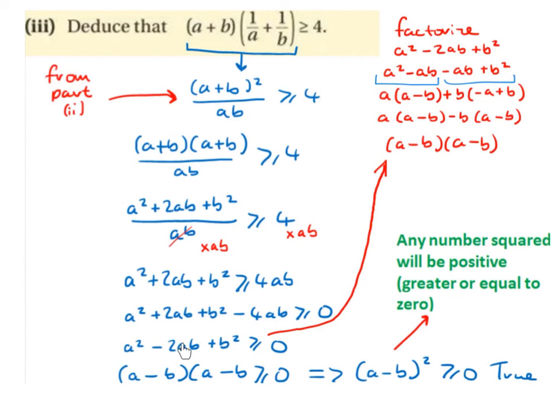So A squared minus 2AB plus B squared factorizes to A minus B times A minus B, and this is greater or equal to 0, which will simplify to A minus B squared, which is greater or equal to 0, which is true, because any number squared will be positive, which is greater or equal to 0. So this statement here is true. So therefore, this is true.